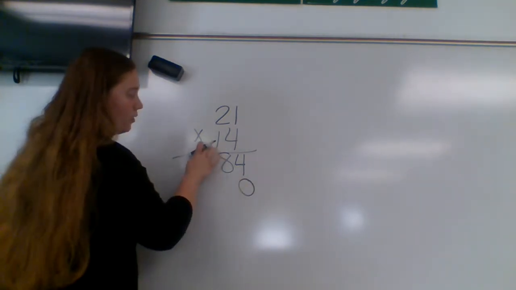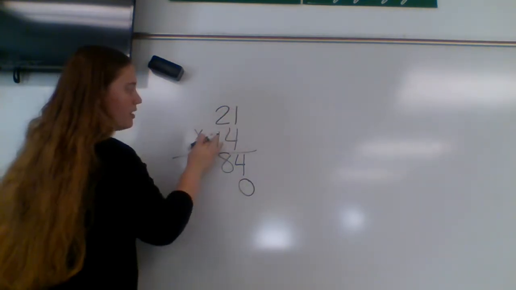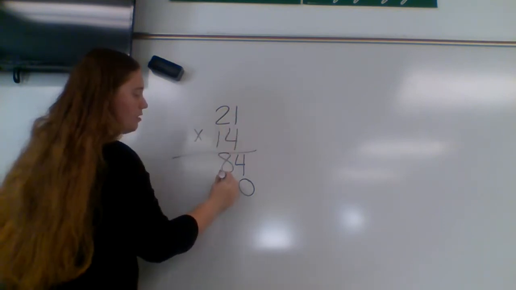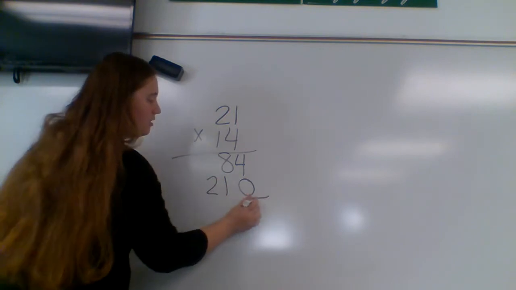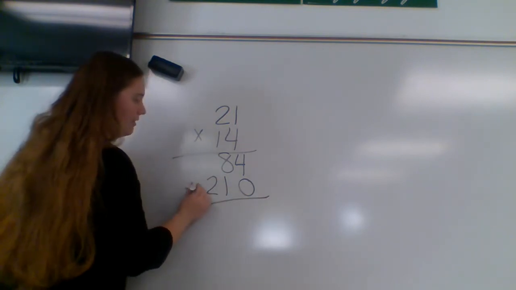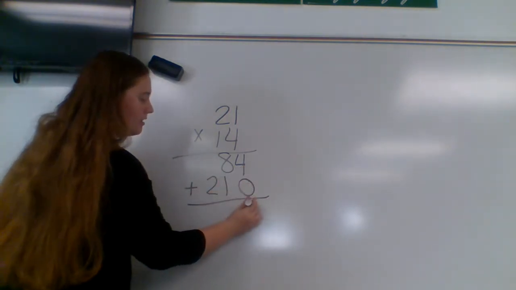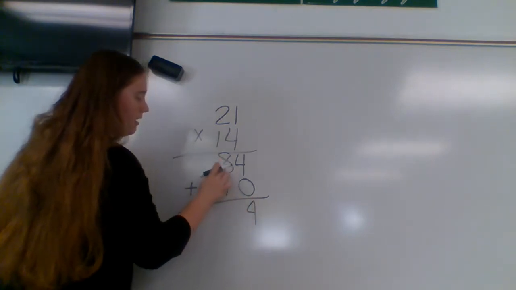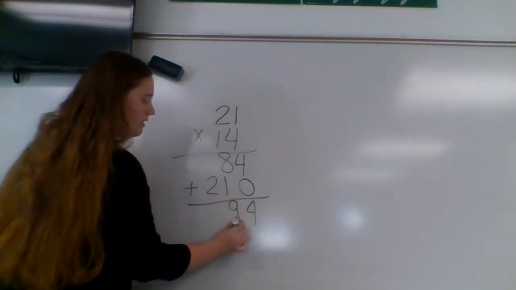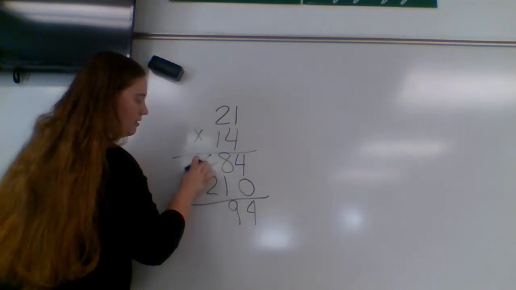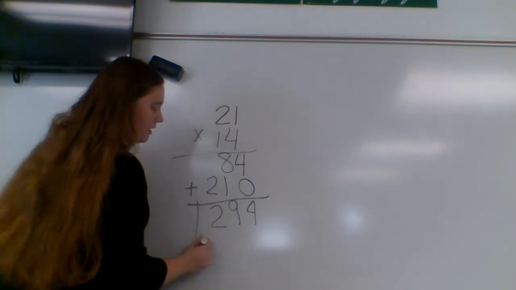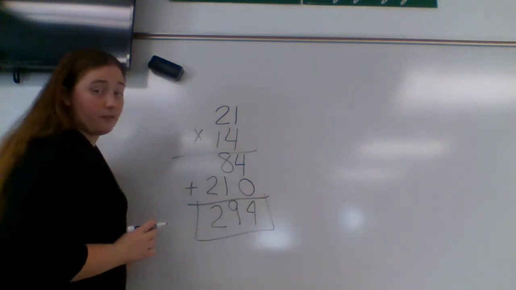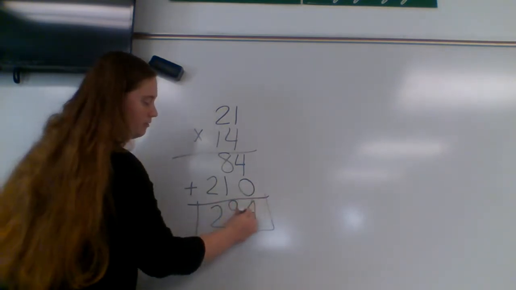And then we're going to take this 1 and multiply it by this 21 up here. So 1 times 1 is 1, and 1 times 2 is 2. We're going to add these together. 4 plus 0 is 4. 8 plus 1 is 9. And 2 plus, there's nothing right here, so 2 plus 0 is 2. So my answer is 294. This is a 4 right here.